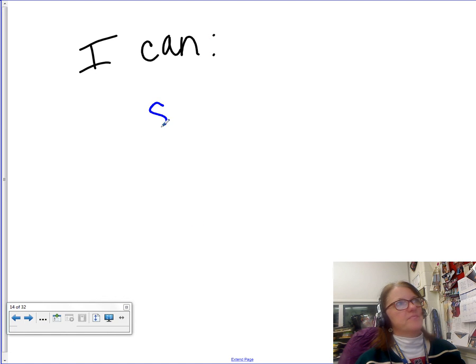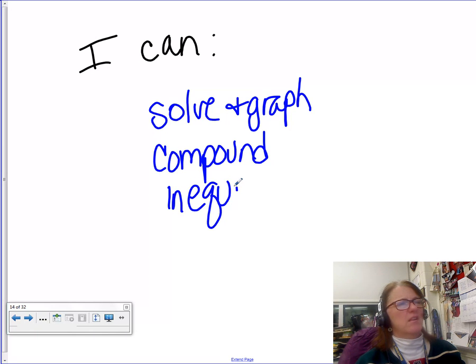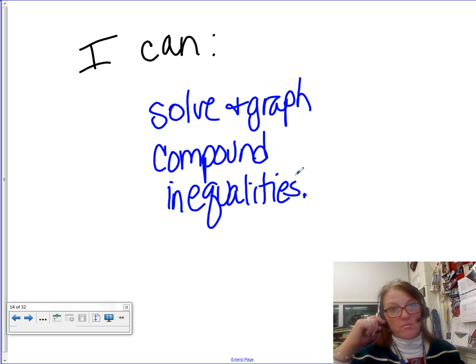I can solve and graph compound inequalities. Okay, now you're like, well, that's a great learning target, but I really don't know what they mean. I see, though, that this term is in our vocabulary, so hold your horses. We'll get there in a second.